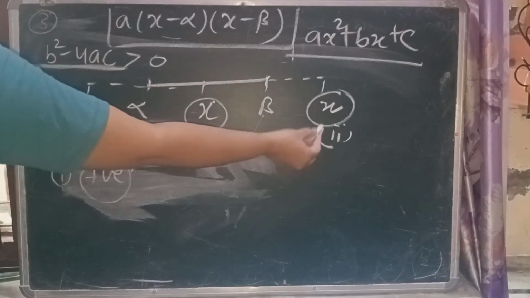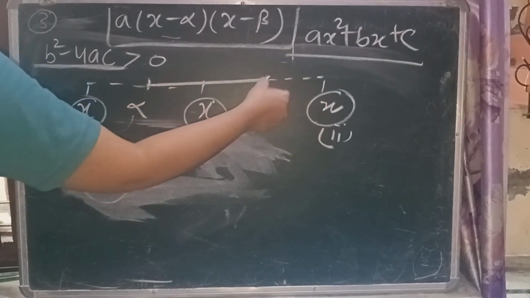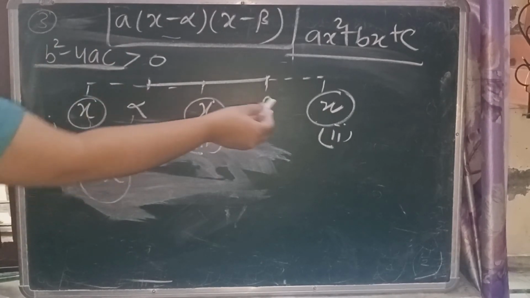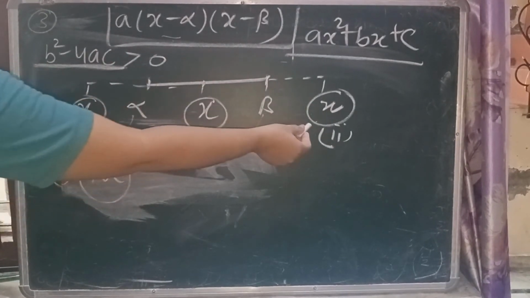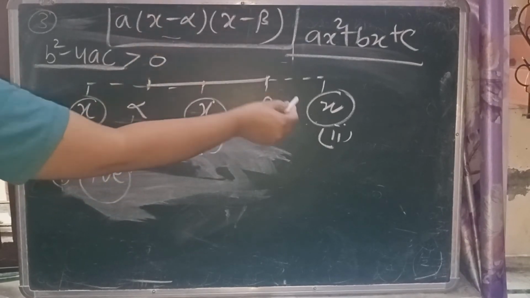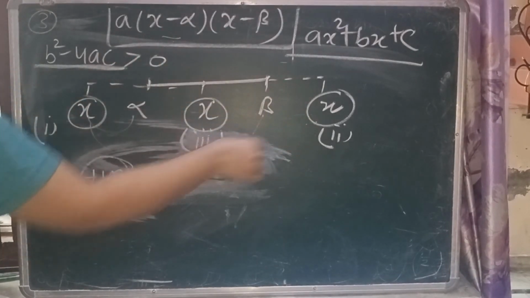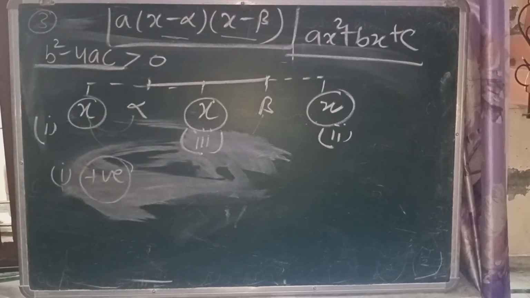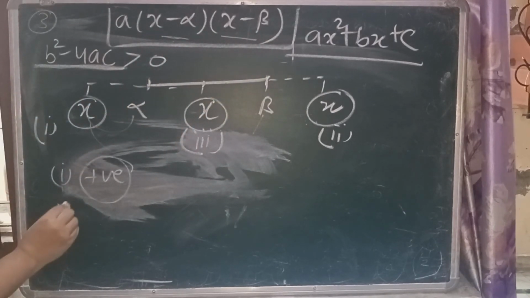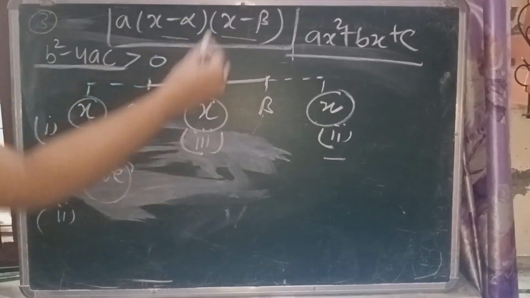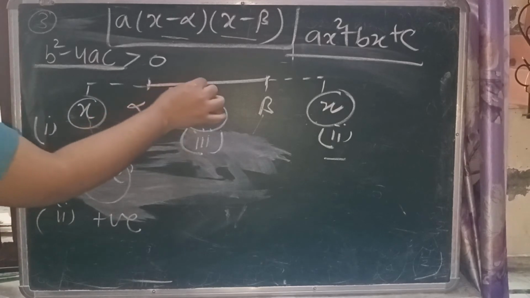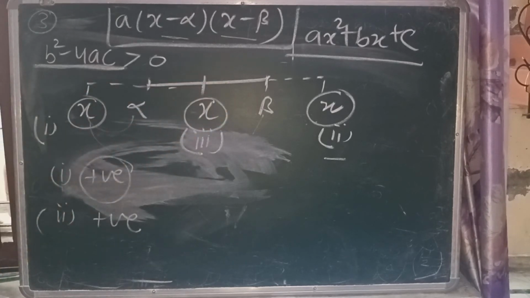The second case I am taking when x is greater than alpha and also greater than beta. In that case, x minus alpha and x minus beta both will be positive, as x is greater than beta and alpha. So for the second case also, when x is greater, the expression will be positive.